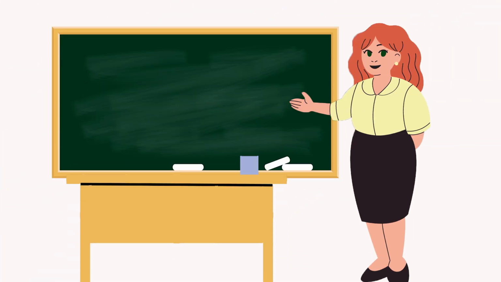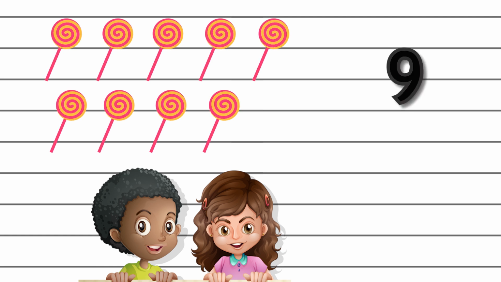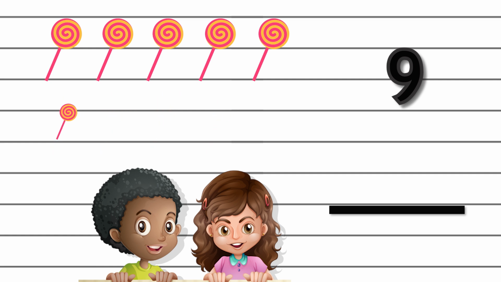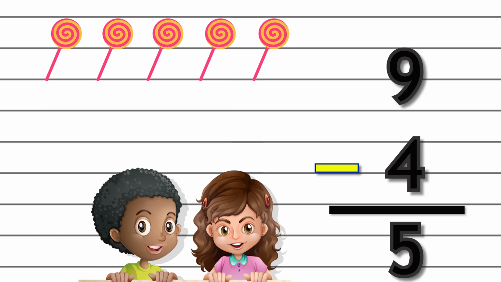Now let's check out another example. Anne and Pam are good friends. Anne has 9 candies with her. She shares 4 candies with Pam. 1, 2, 3, 4. Let's check the remaining candies. 1, 2, 3, 4, 5. The answer is 5.